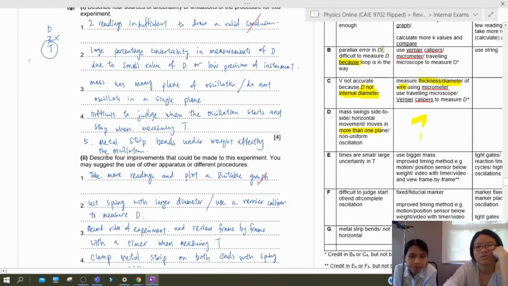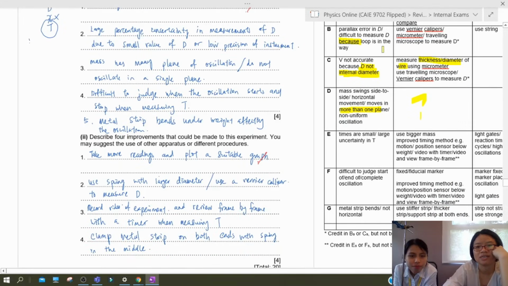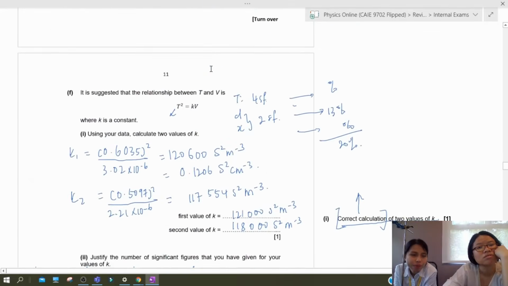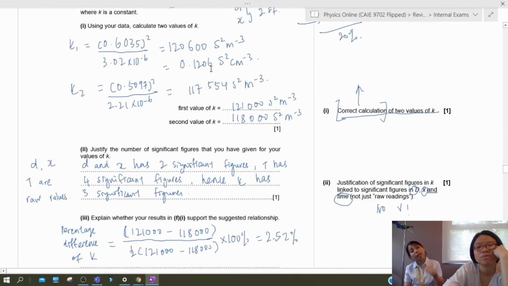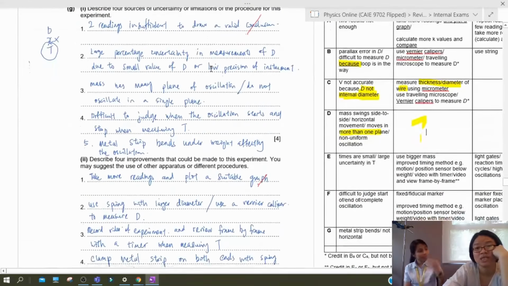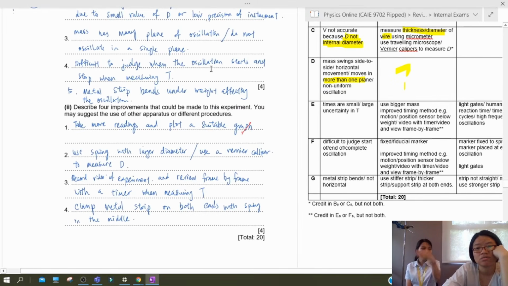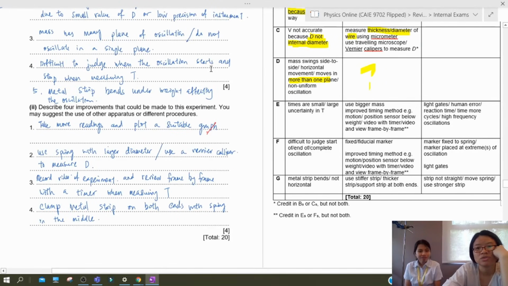Okay. So time is small, large uncertainty in T. Times are small? Was it very small? If you take one oscillation, it's quite fast. But I took 20. Oh, you took 20. Because I was very scared it moves so fast, I cannot time properly. So use a bigger mass for improved timing. Record video and review frame by frame. Difficult to judge the start and end of oscillation. Then we say that, correct?